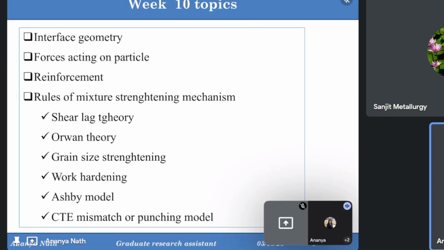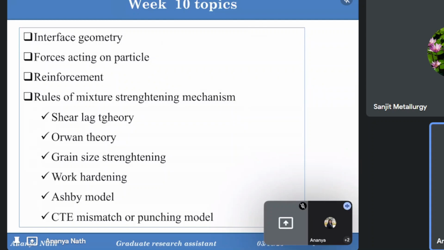So the interface geometry, how the reinforced material is sitting over the parent or the matrix, is very important. The interface geometry has two aspects. One is how the reinforced material looks, and another is how the parent or matrix metal attains a shape at the place where the reinforcement particle is sitting.